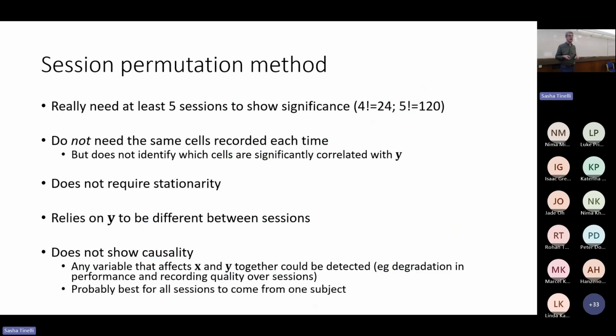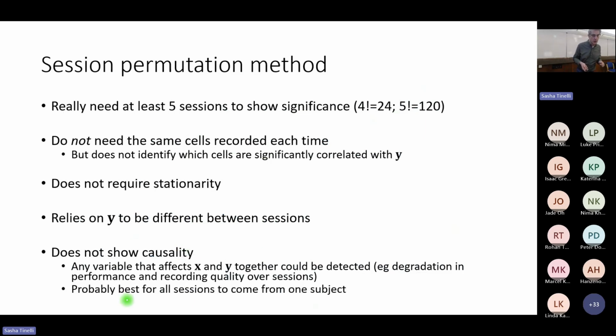You don't need to record the same neurons each time, right? If you record a different set of neurons on session 2 than on session 1, it doesn't matter, because you're still asking, can I predict the behavior of the actual session better from the neurons on that session than another one? It doesn't require stationarity. We'll get to what that means in a moment. It does rely on Y being different between sessions. So if you're going to ask, can I predict the behavior on the correct session better than another session, then they better make different behavioral choices on the different sessions, right? They better have different sequences of behavioral choices on the different sessions.